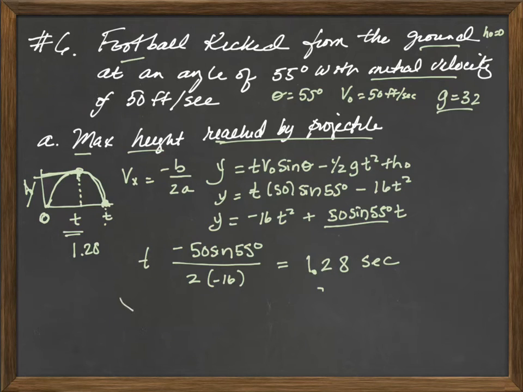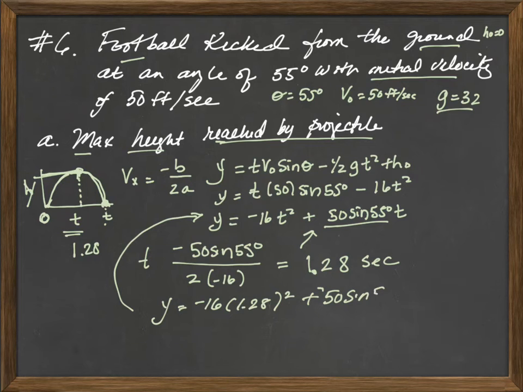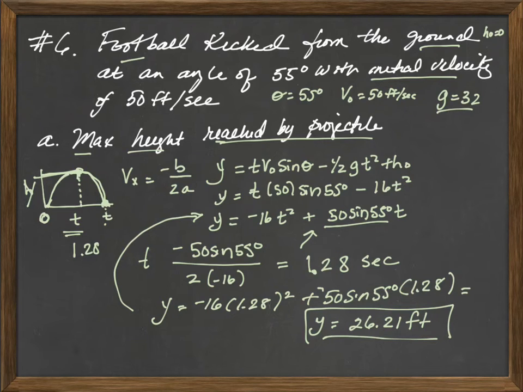So we go back to our y equation and we substitute that t in. So we would have y, that's what we want, is negative 16 times 1.28, that's time squared, plus 50 sine 55 degrees times 1.28. Now, if you punch that into your calculator, you get 26.21 feet. So that is the maximum height reached by the projectile. So that was part A. Let's move on to part B.